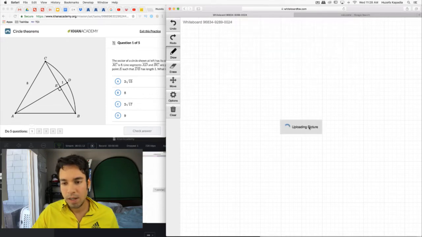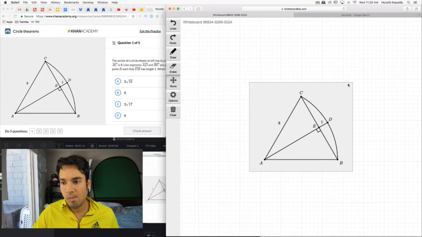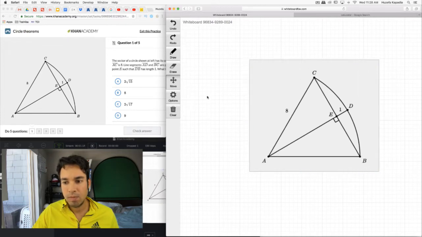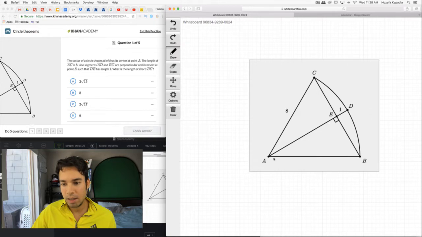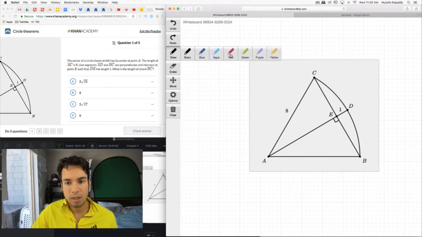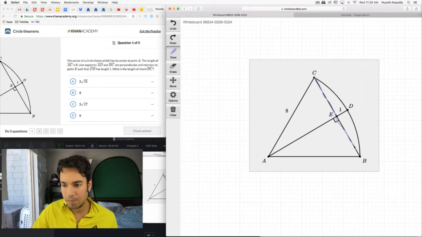So we got this guy, nice and big. All right, the length of AC is 8, so they got that in there for us. The line segments AD and BC are perpendicular, AD and BC, right? These guys are perpendicular, that's the right angle, and intersect at E such that DE is 1. What is the length of BC? So we need to find this length right here, BC.